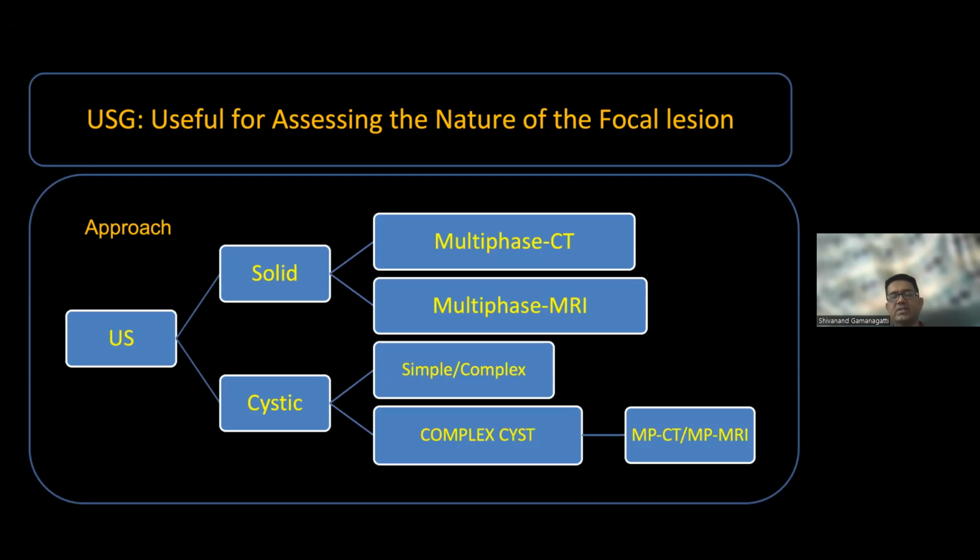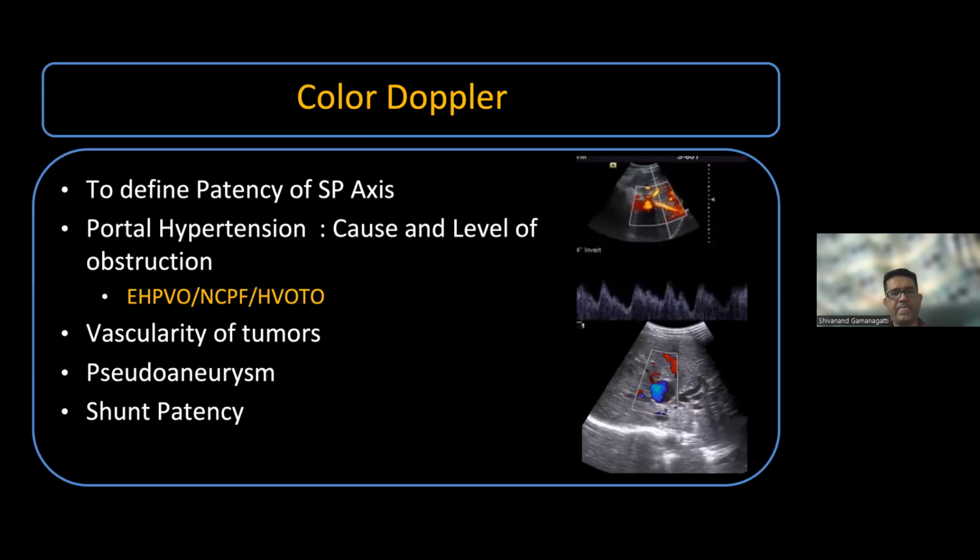Any solid lesion needs further evaluation, whereas the cystic lesions further need to be characterized. The ultrasound plays a role, whether it is solid or a simple or a complex. Again, the complex cystic lesions further need to be evaluated by multiphasic MR or CT. This is the broad approach when you look at a focal lesion.